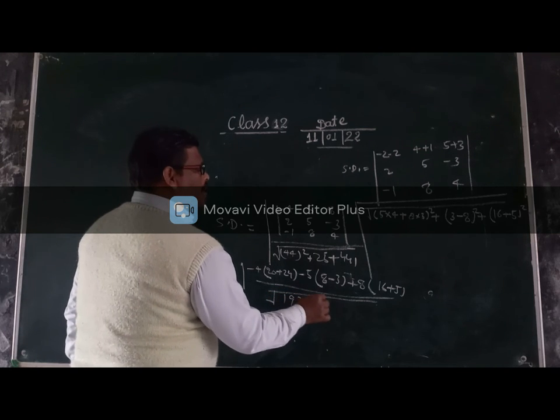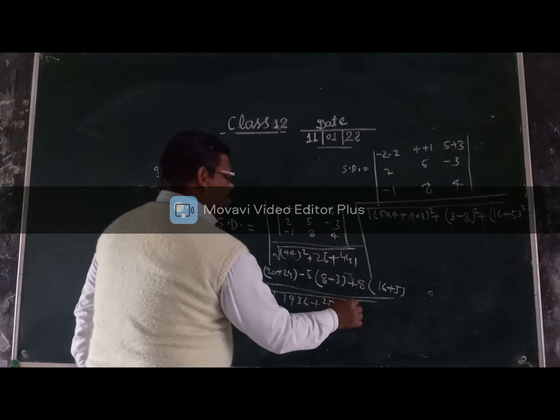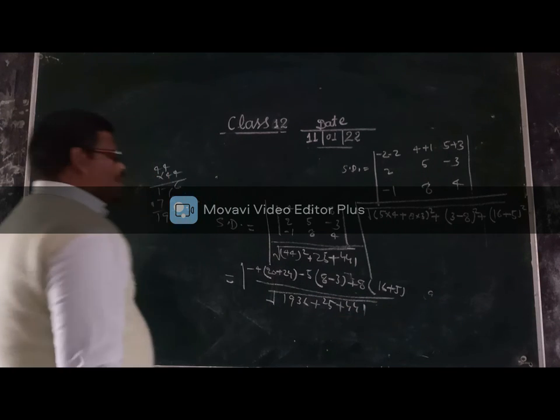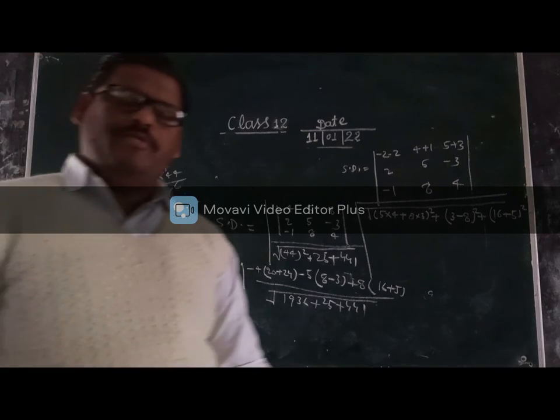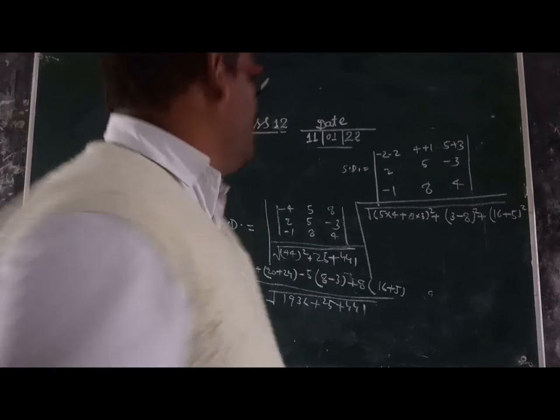So 1936 plus 25 plus 441. By simplification of the expansion you can find the required result.